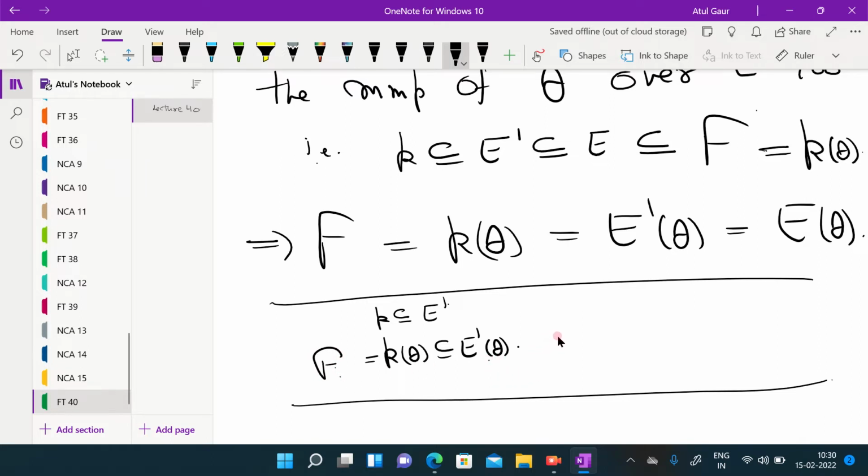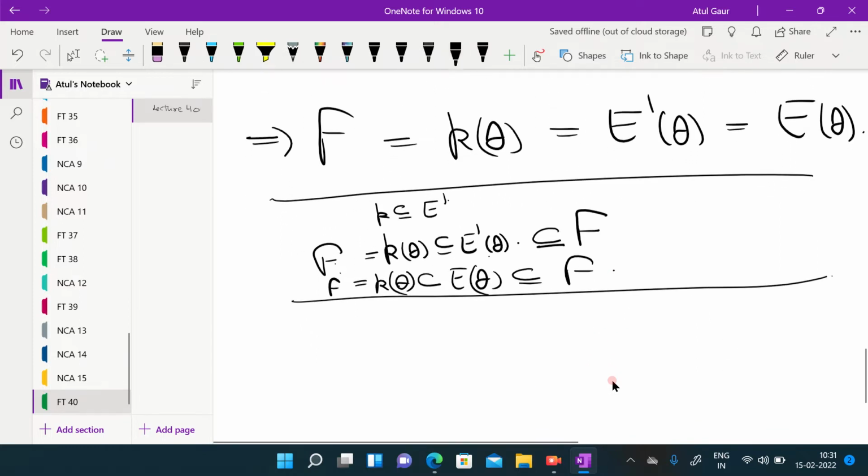और रिवर्स इंक्लूजन आपके पास है ही ऑलरेडी. E dash कहाँ है, किसके अंदर है? F के अंदर. थीटा कहाँ है? F के अंदर. You will have exactly the same logic will be applicable to E theta. Is that fine? Yes, sir. Okay. So that means you have the equality.